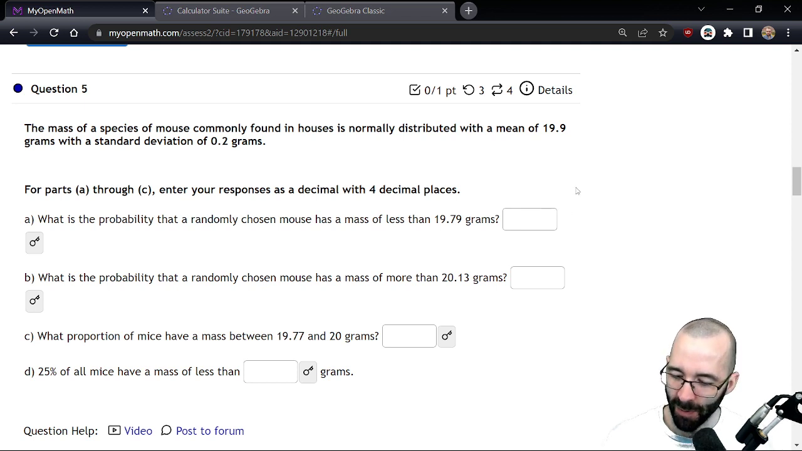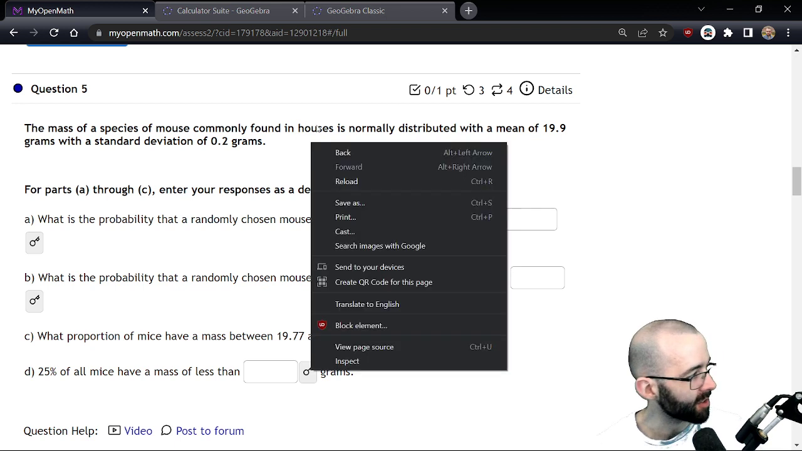Oh gosh, I'm weird. Let's look at number 5. The mass of some kind of species of mouse, commonly found in houses, not commonly found in my house. October's on the prowl.